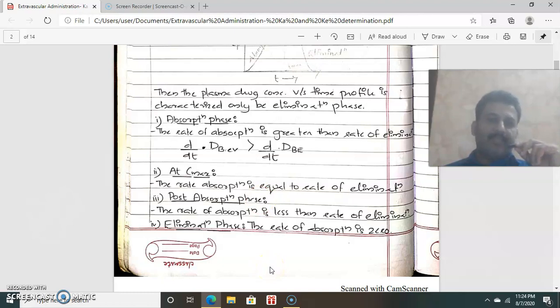At Cmax, this d/dt (dB_EV) is equal to d/dt (dB_E). Then at post absorption phase, d/dt (dB_EV) is less than d/dt (dB_E). And at elimination phase, this d/dt (dB_EV) is equal to 0. So to draw the model, then give the graph and explain all these four phases.